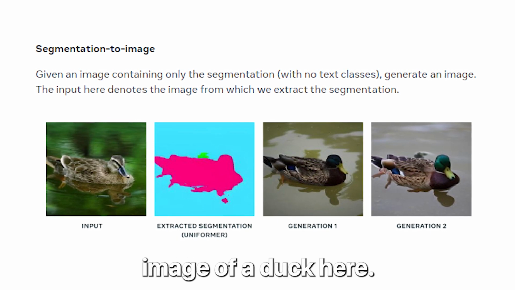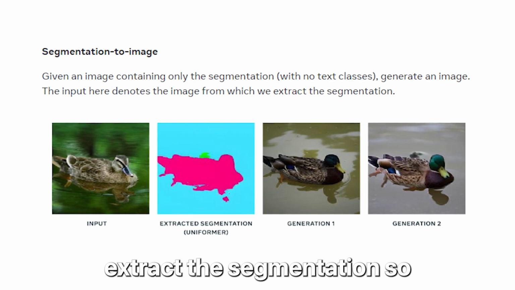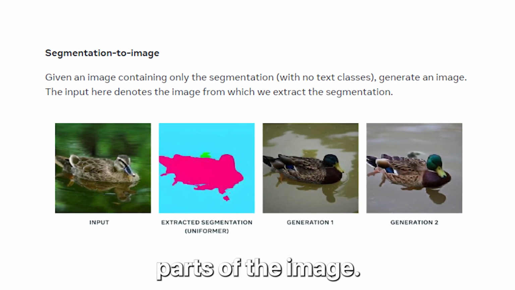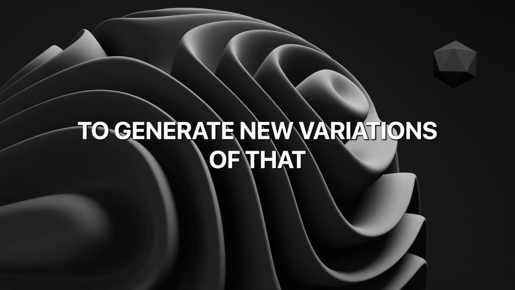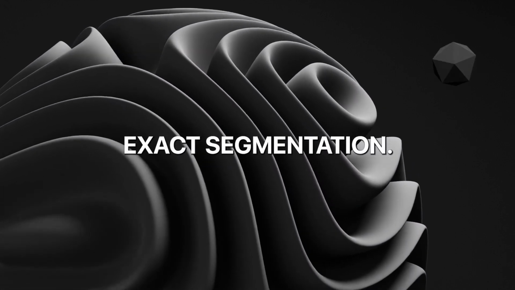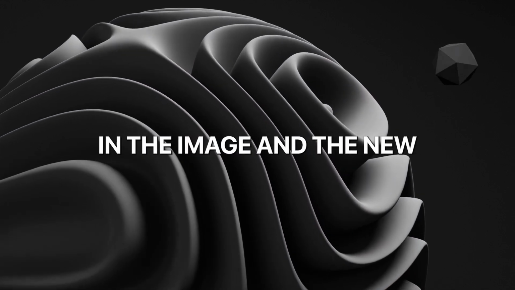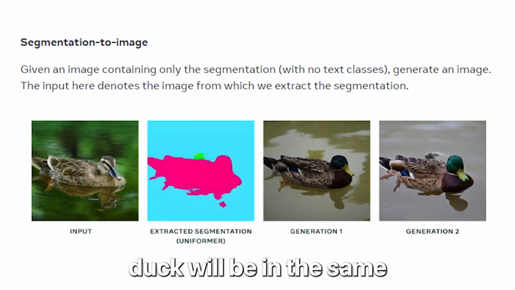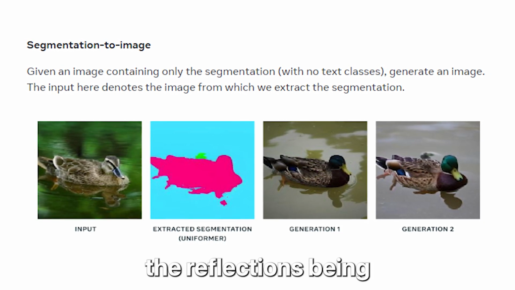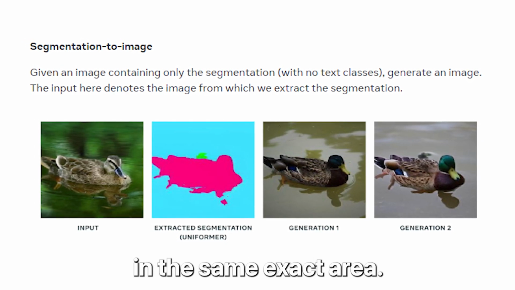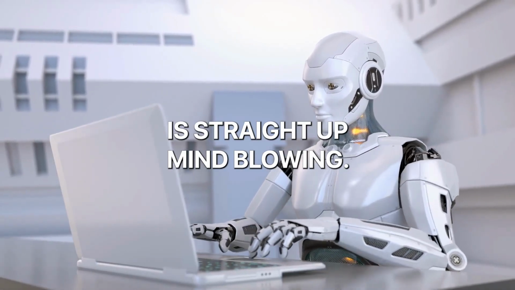Take a look at this image of a duck here. We can simply take it and extract the segmentation so we can see all the different parts of the image. Then we can ask CM3Leon to generate new variations of that exact segmentation. So you can actually change the type of duck in the image, and the new duck will be in the same location doing the exact same thing, with even the reflections being in the same exact area. This feature of CM3Leon is straight up mind-blowing.